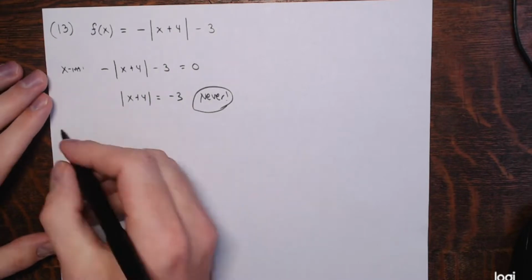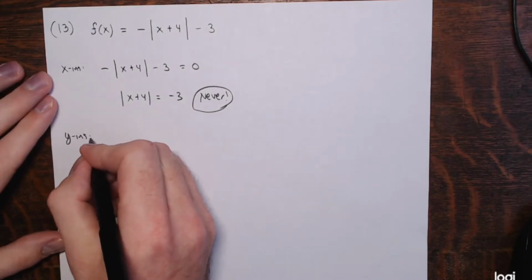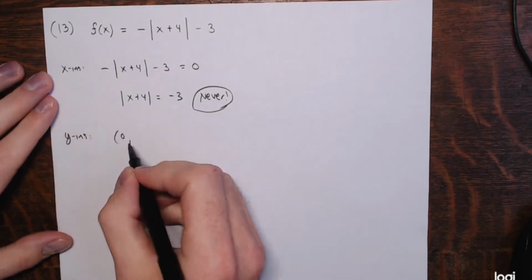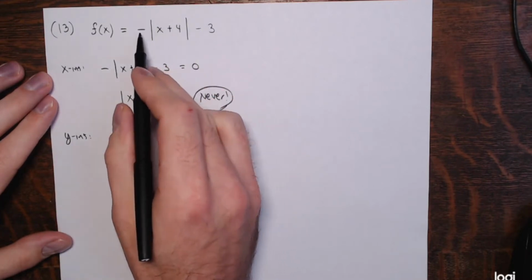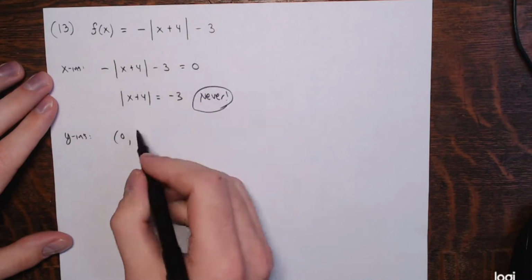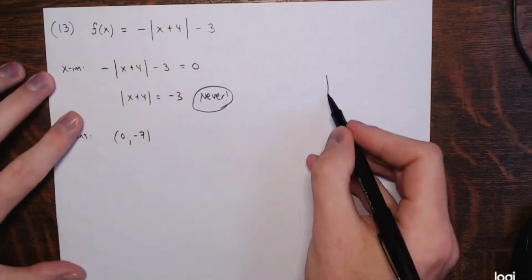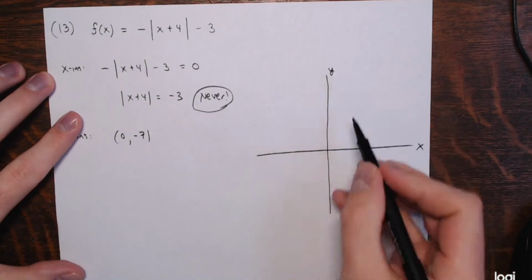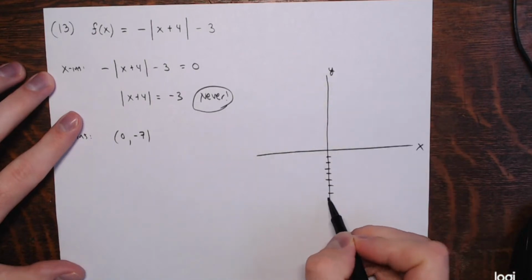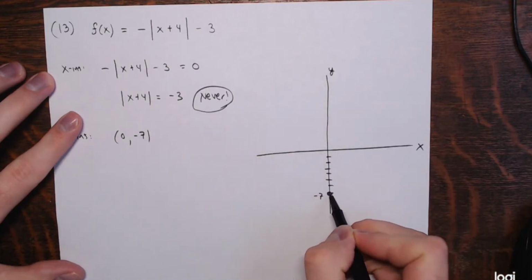The y-intercept, easy enough, right? Just replace x with 0. This would be 4. Absolute value of 4 is 4. But then you have a minus here, so negative 4 minus 3, this would be 0, negative 7. And again, I'll put a little rough sketch over here. Right, there's -7 on the y-axis. There's a point on the graph.